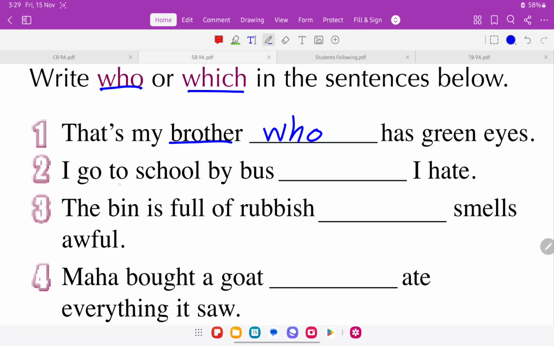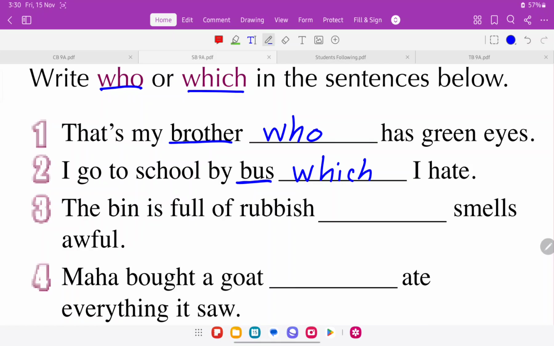Okay, let's go to 2 now. I go to school by, we have here the noun, bus, I hate. So we are talking about the bus here, and obviously the bus is not a person. Bus is a thing. نتكلم عن شيء. So we have the pronoun which. And also we have that, but the instructions say we have to write who or which. So the answer is here which.